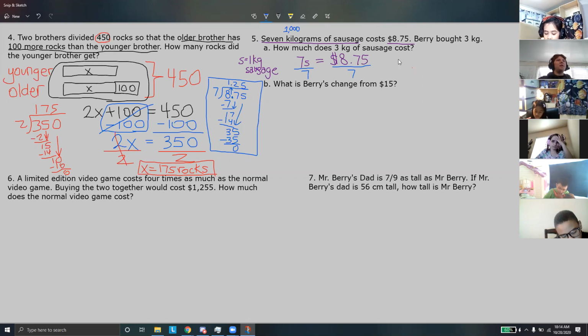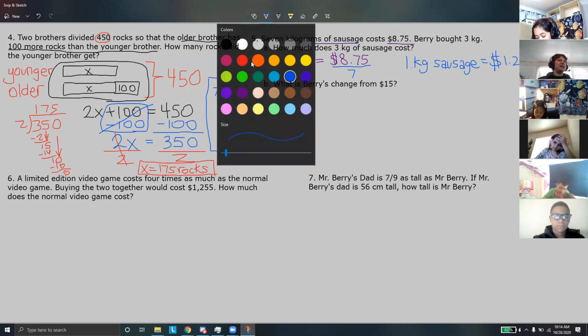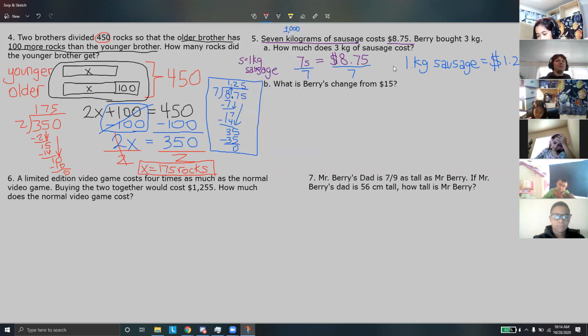And so, we know that S is 1 kilogram of sausage, right? 1 kilogram of sausage, or S, is equal to $1.25. But that is not what the question is asking for, so we're not done yet. The question is asking, how much does 3 kilograms of sausage cost? So if 1 kilogram of sausage costs $1.25, I can just multiply that number by 3 to find out how much 3 costs. 3 times 5 is 15.